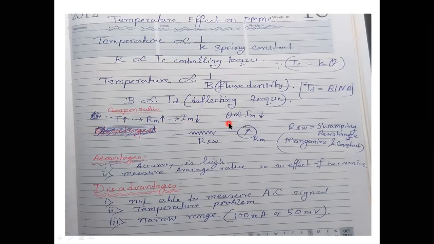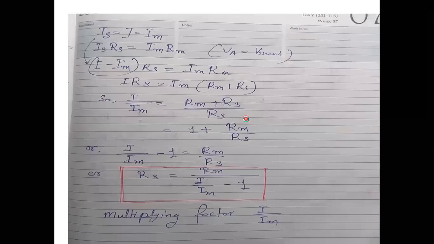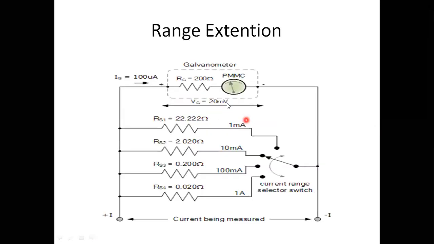So what happens? We have to apply some resistance for all purpose time. This resistance is called RSW. This is called swamp resistance, this is called swamping resistance. This resistance is made of manganese and constantan. Just like the picture, you can see the picture here.